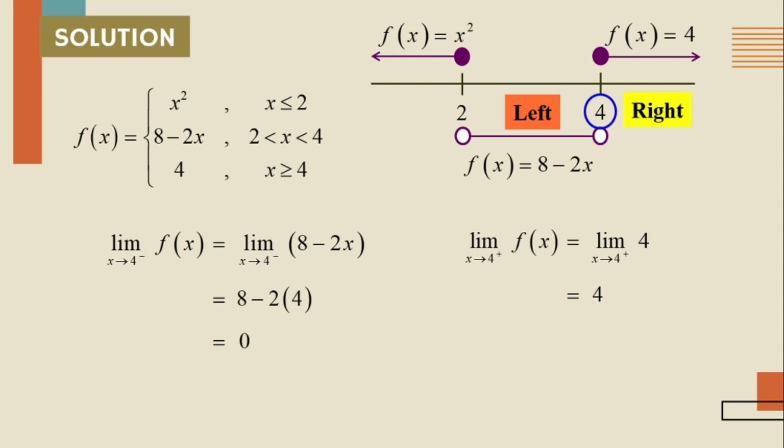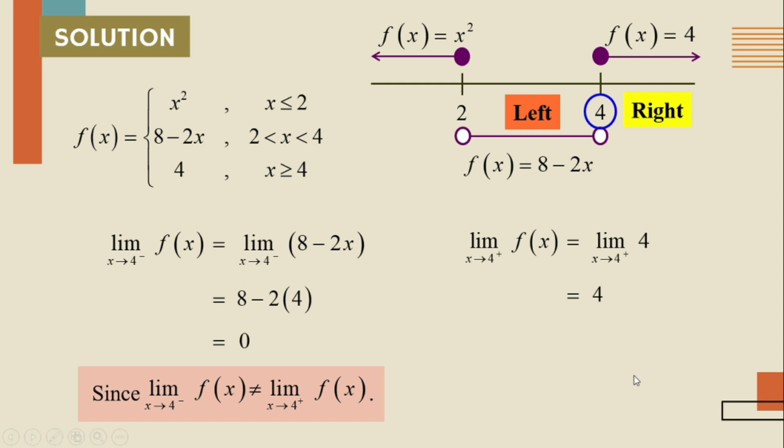Here, we notice that both limits exist, but they are not equal. So, the conclusion is, since the limit of f(x) as x approaches 4 from the left is not equal to the limit of f(x) as x approaches 4 from the right, therefore the limit of f(x) as x approaches 4 does not exist.